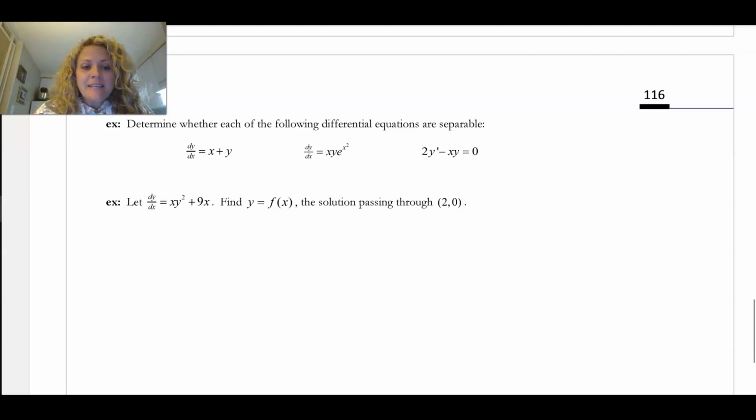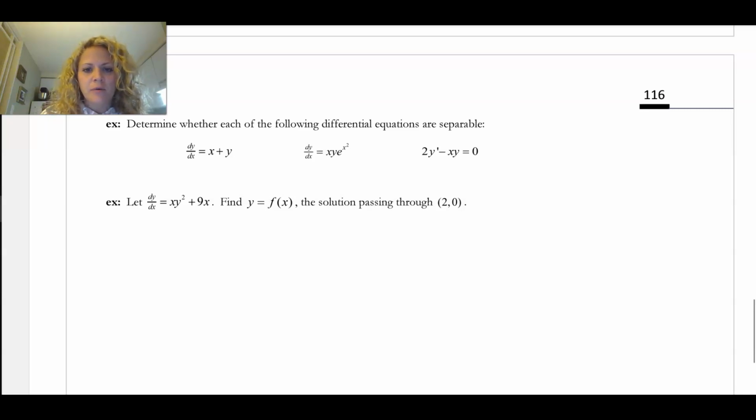So in this next section on the top of page 116, we are asked to determine whether each of the following differential equations are separable. And we're only going to solve separable DiffEQs in this class. For differential equations to be separable, that means that we must have a product of x's and y's, because it's going to be through division that we'll be able to separate x from y.